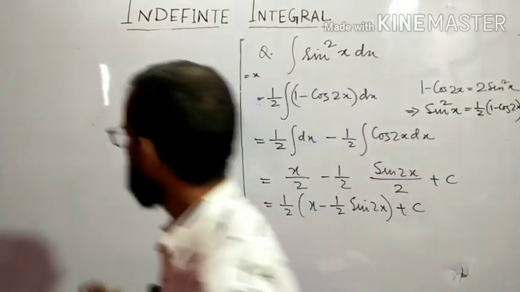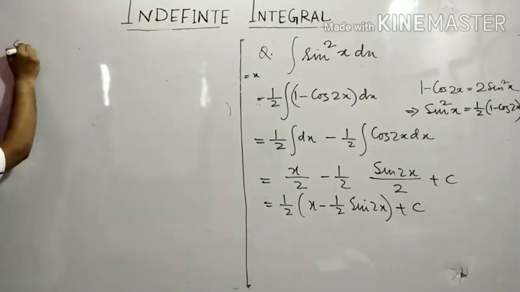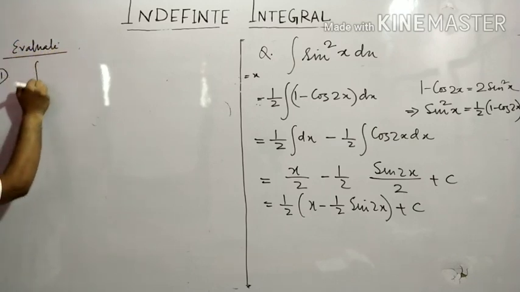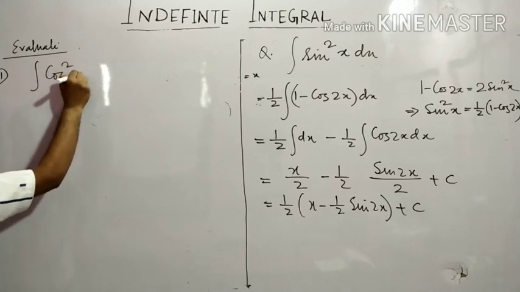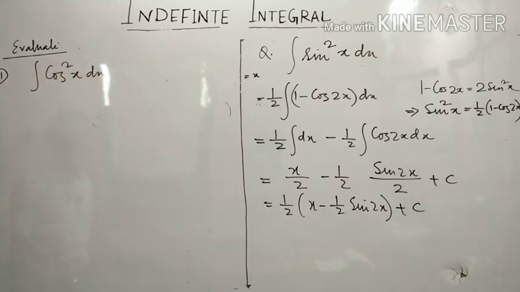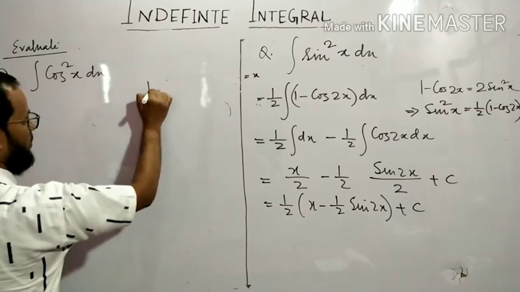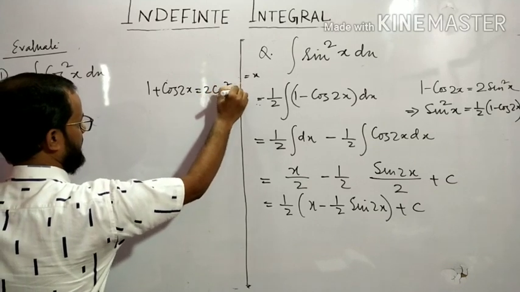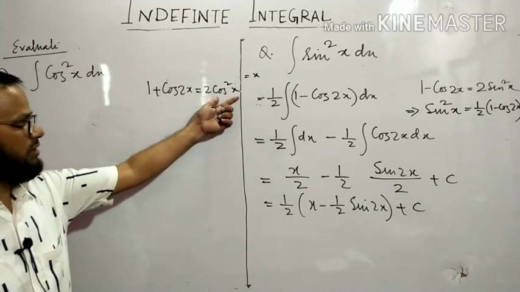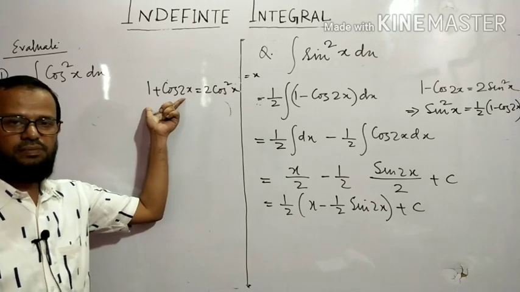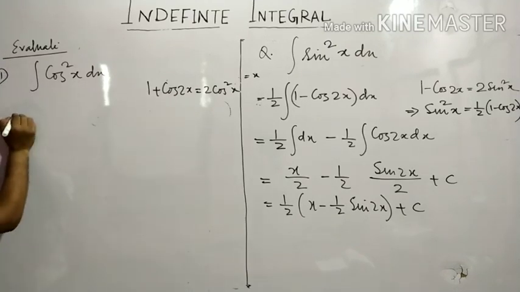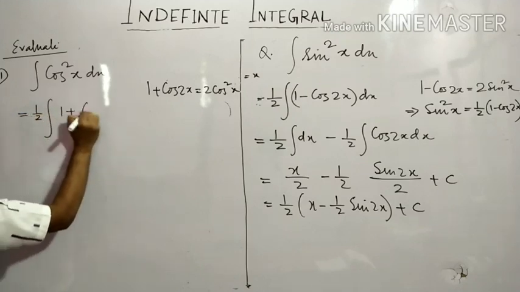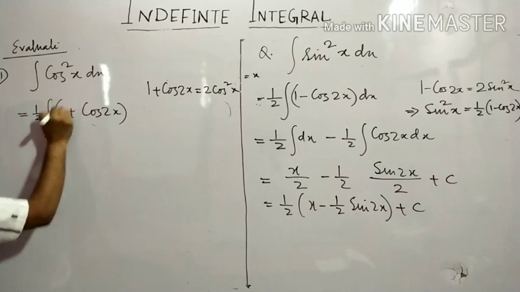Like suppose, evaluate next question. You see, you are to find integration of suppose cos square x. How to find this integral? Integration of cos square x, you know, 1 plus cos 2x is equal to what, 2 cos square x. So from there, cos square x is equal to what, half into 1 plus cos 2x. Okay, so we can write half into integration 1 plus cos 2x.